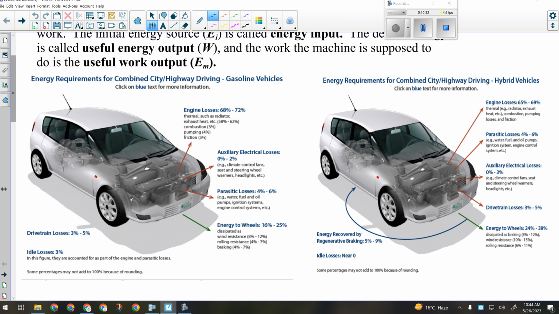Okay, parasitic losses, about the same, 4 to 6%. It still has all those same parts that a normal combustion engine has. Okay, 4 to 6%. Auxiliary electrical losses, okay, 0 to 3%.